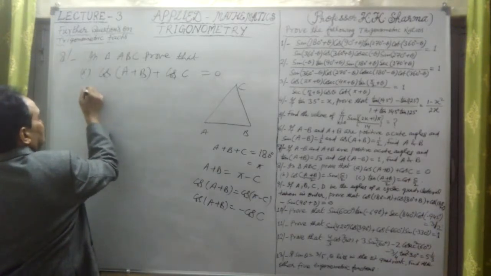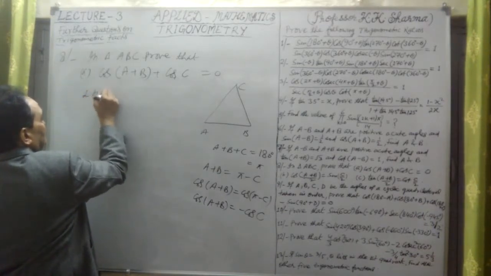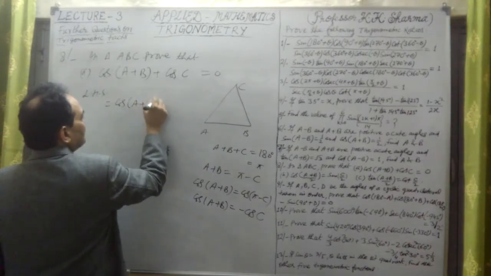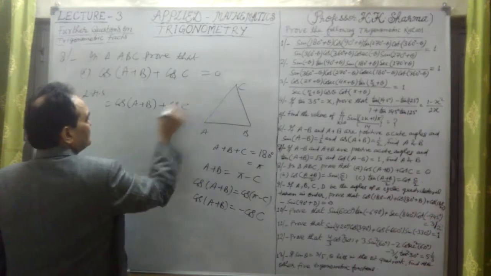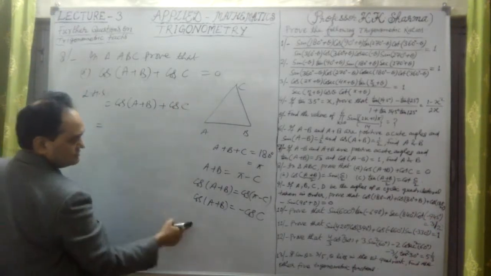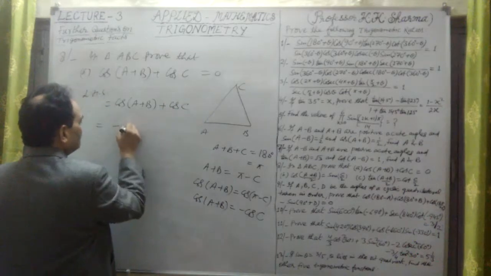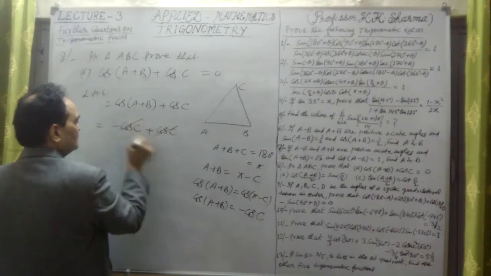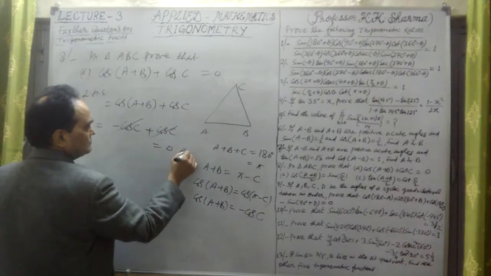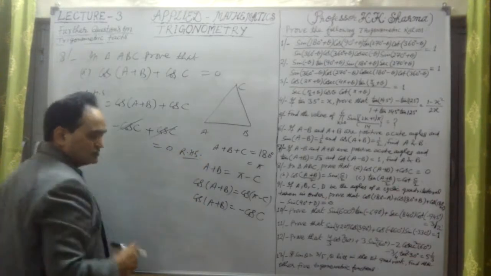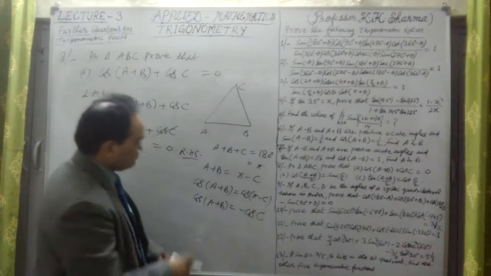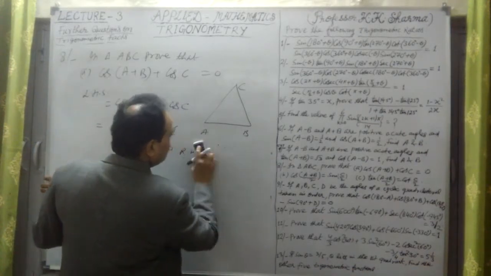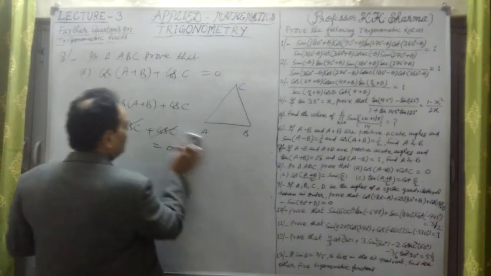So, left hand side, let me write here. Left hand side is cos A plus B plus cos C. So cos of A plus B is just minus cos C. This is minus cos C plus cos C. Both cancel out, giving the right hand side, 0. This is the first part of question number 8: in a triangle ABC, we have to prove this.